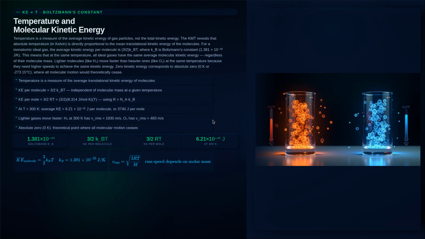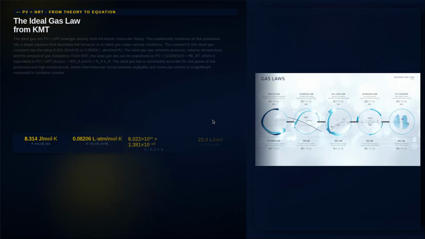At the same temperature, all ideal gases have the same average molecular kinetic energy, regardless of their molecular mass. Light hydrogen molecules must move much faster than heavy oxygen molecules to have the same kinetic energy. At room temperature, the average kinetic energy per molecule is about 6.2 times 10 to the negative 21st joules.